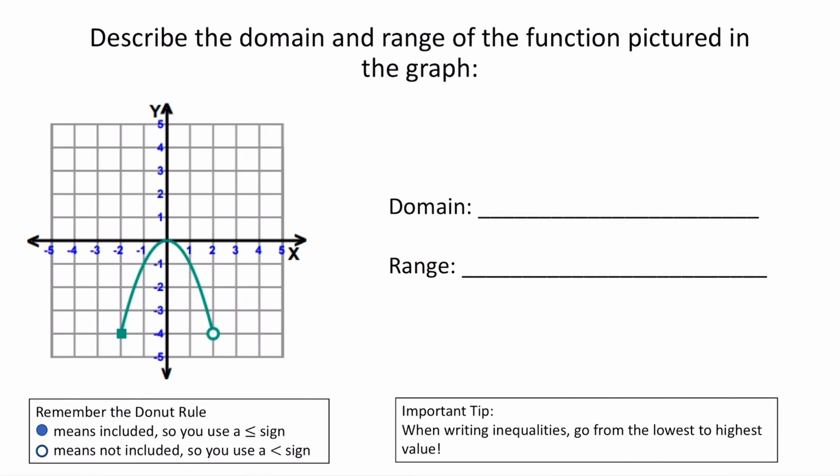So now on this problem, let's think about the domain. So here's my left boundary, and then here is my right boundary. So my left boundary goes from negative 2 to my right boundary at 2, and I put x in the middle. At negative 2, I have a filled in circle, so I'm going to write less than or equal to. At 2, I have an open circle, so I write less than.